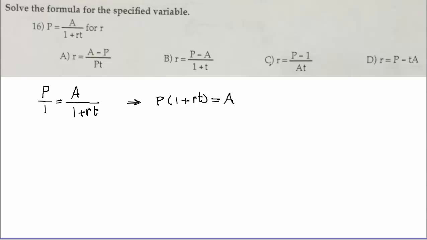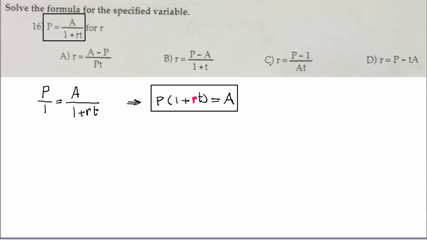So this is what we have so far. This one here is equivalent to this right here. Same thing. So to solve for R, remember we're solving for R here. So let's use this different color here. This is R. So we want to isolate this R.